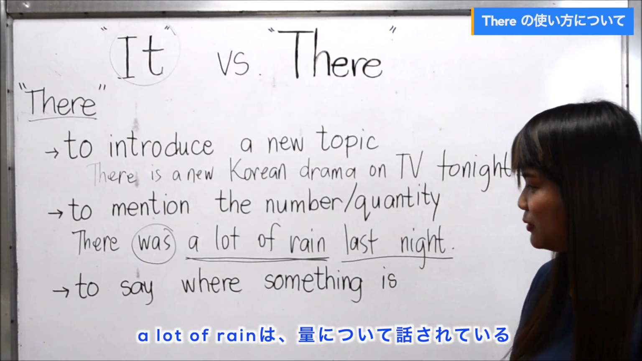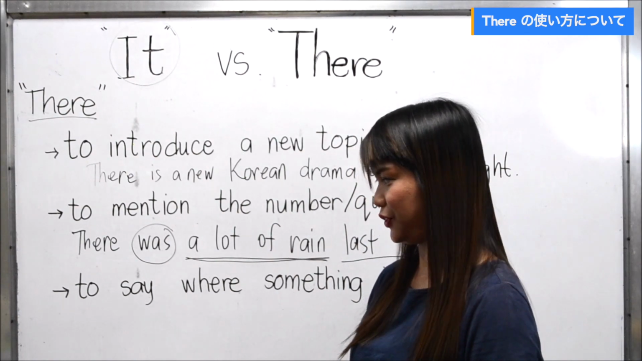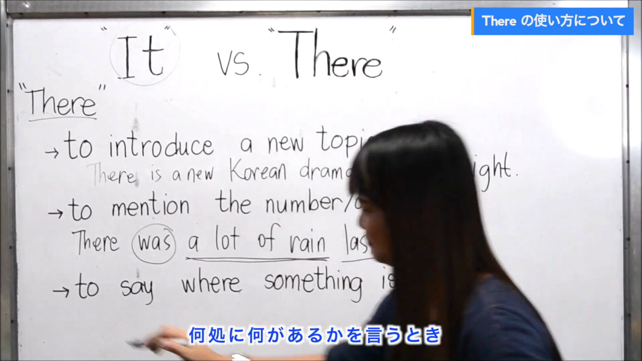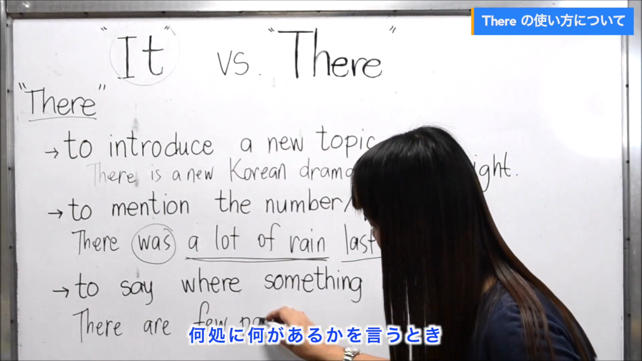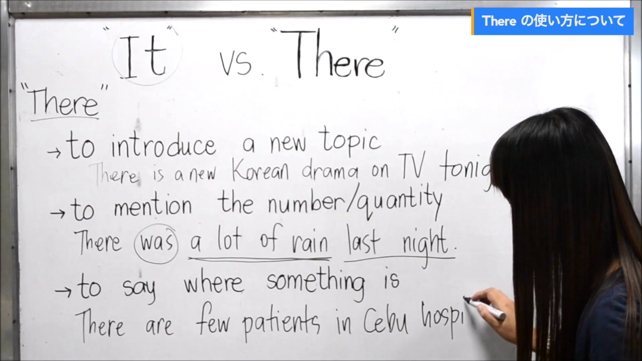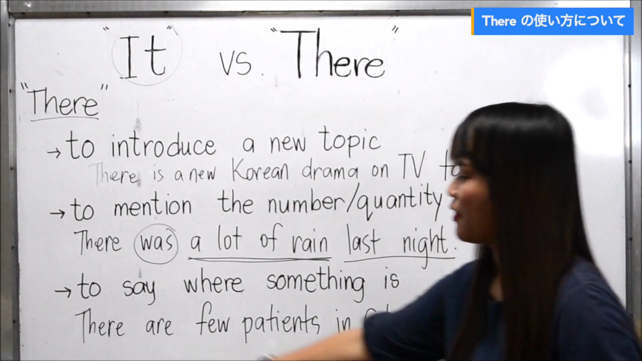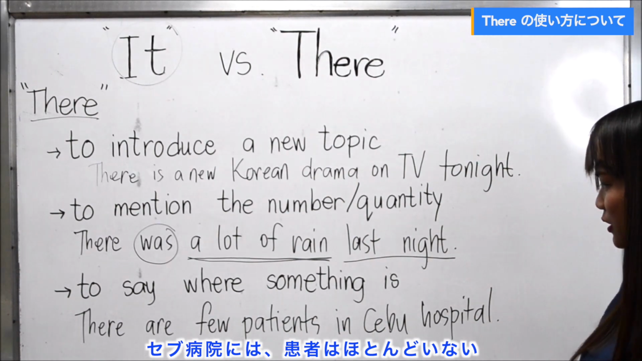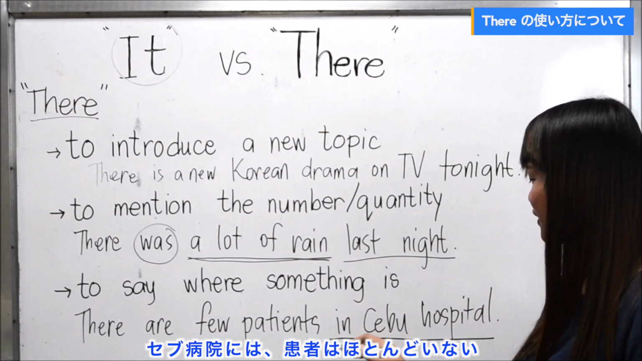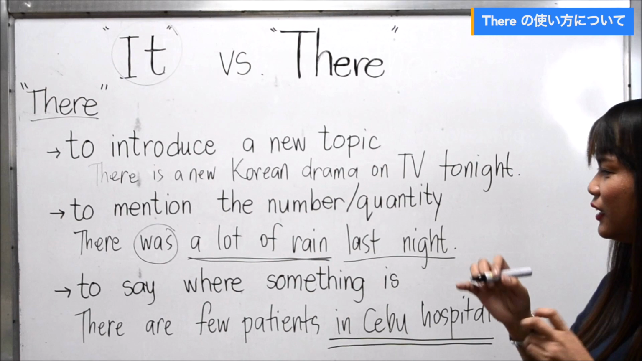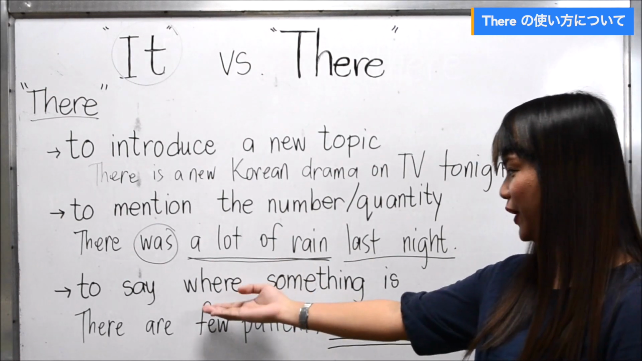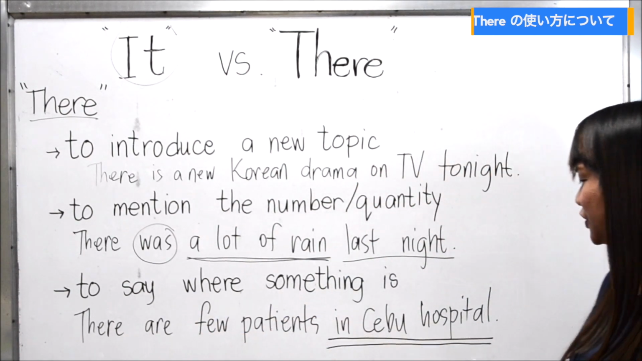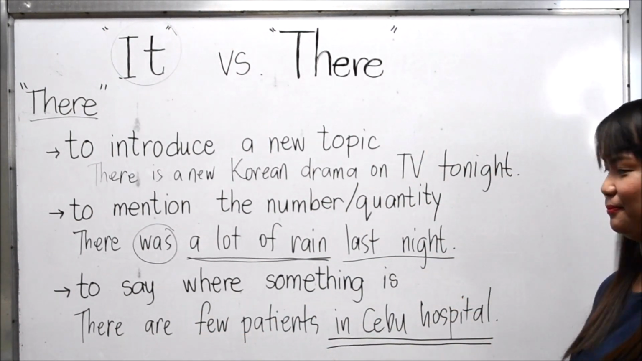Alright? Now, let's have the last purpose or usage, to say where something is. There are few patients in Cebu Hospital. So, the phrase "in Cebu Hospital" answers the question where. So, we have the sentence, there are few patients in Cebu Hospital.